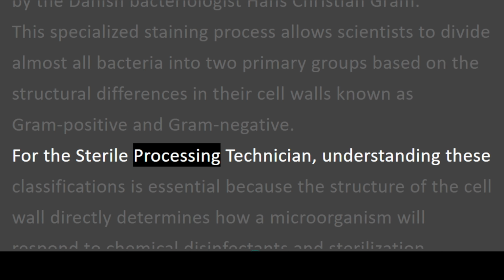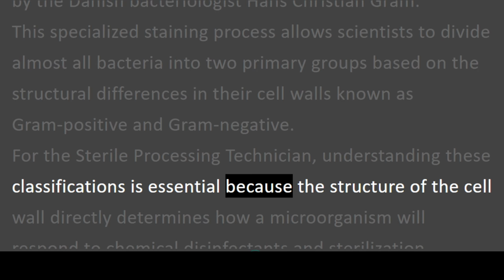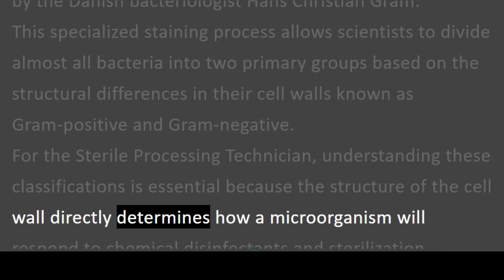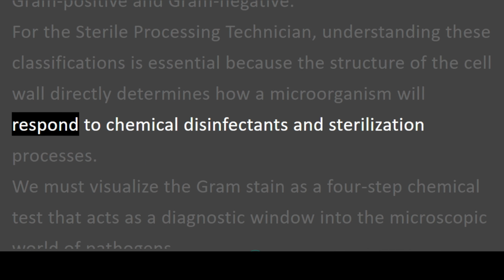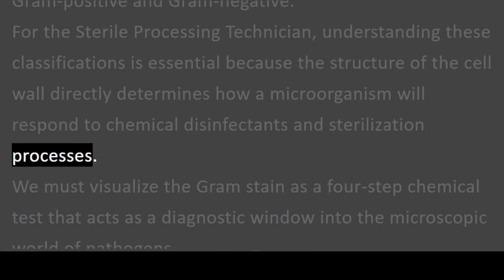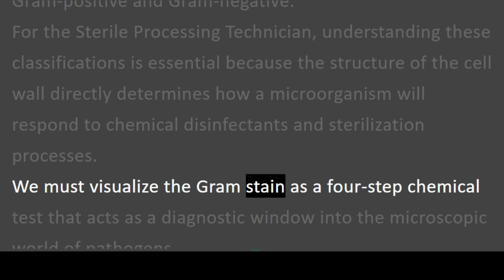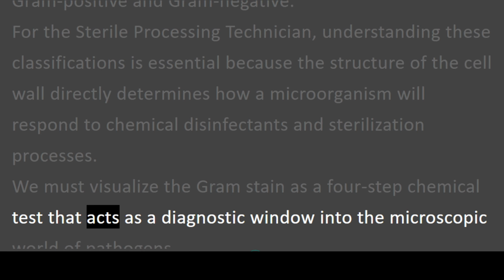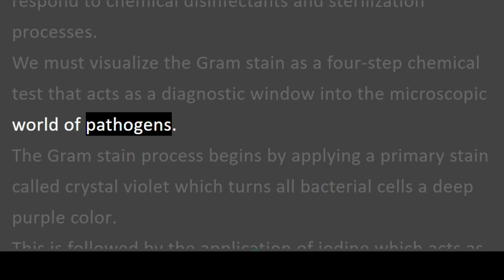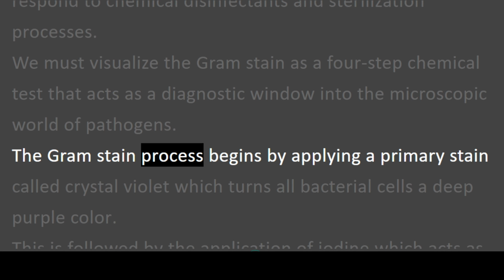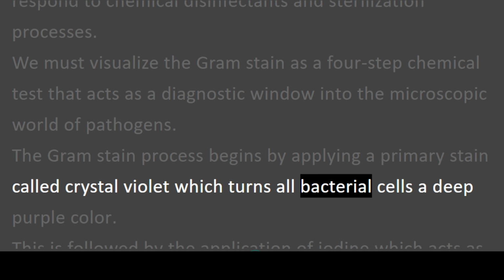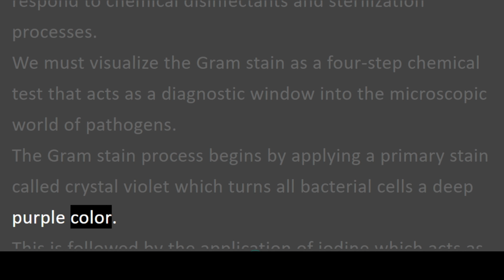For the sterile processing technician, understanding these classifications is essential because the structure of the cell wall directly determines how a microorganism will respond to chemical disinfectants and sterilization processes. We must visualize the Gram stain as a four-step chemical test that acts as a diagnostic window into the microscopic world of pathogens. The Gram stain process begins by applying a primary stain called crystal violet, which turns all bacterial cells a deep purple color.